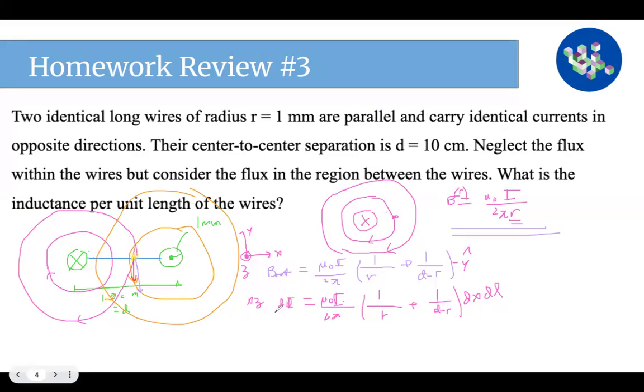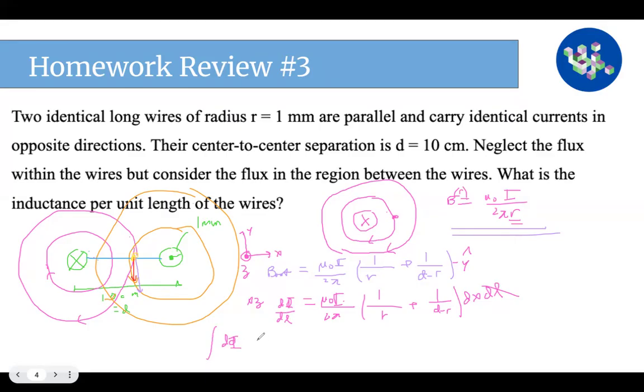So this is our d flux. Now we want to find the total flux in the region between the wires per unit length, right? So we'll say d flux divided by dl. This is the infinitesimal flux per unit length of the wire. Well, this will just cancel the dl on both sides, right? So now I want to find the total flux in the region between the wires. So I'll do the integral of d flux.